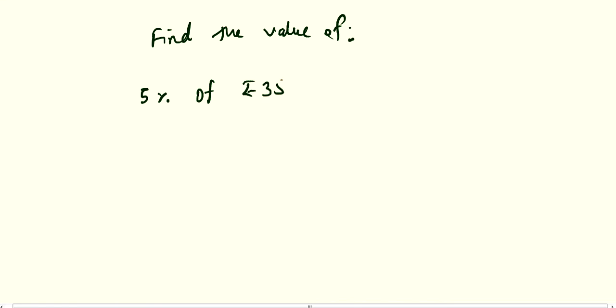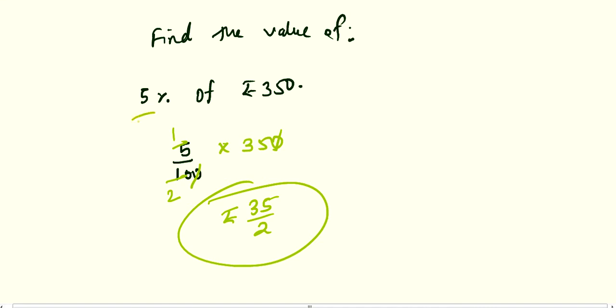Question number 4. Find the value of 5% of rupees 350. The first, 5% can be written as 5 upon 100. 5% can be written as 5 upon 100 into 350. So this 0 and 0 get cancelled. Then 5 1 ja, 5 2 ja. So finally 35 by 2 rupees. So 35 by 2 rupees is 5% of 350. Okay, then one more question.